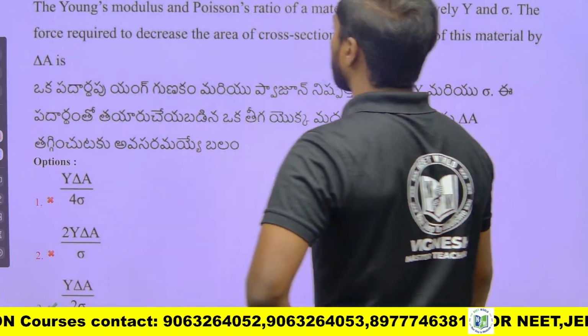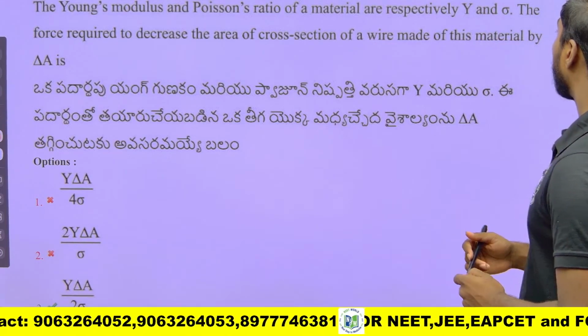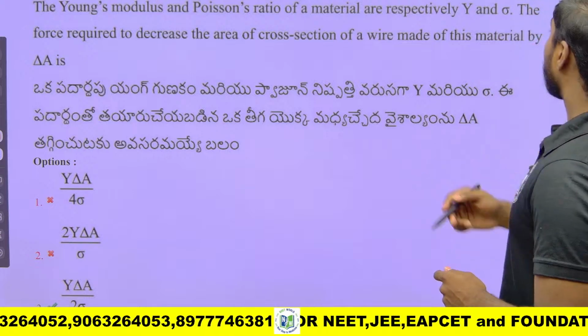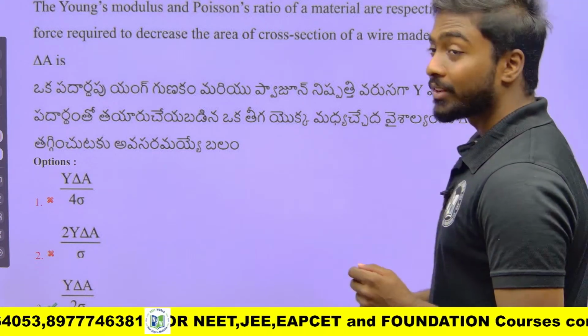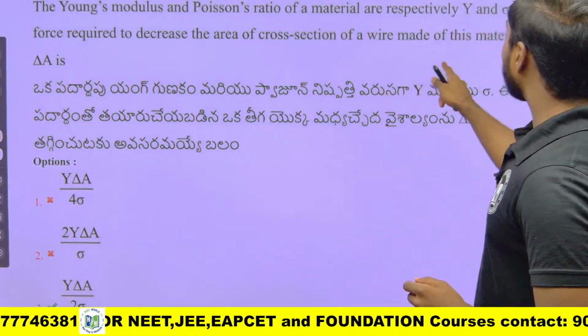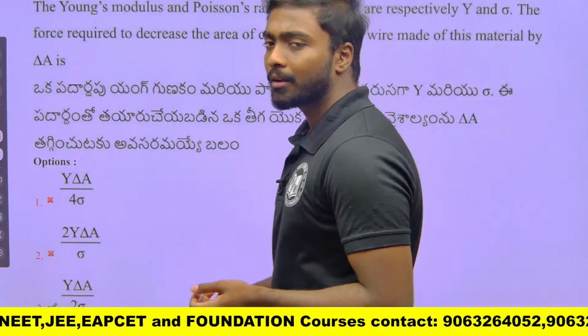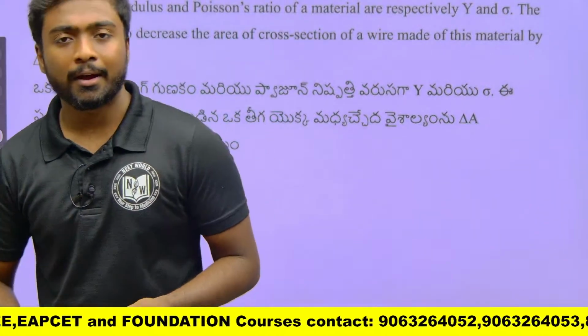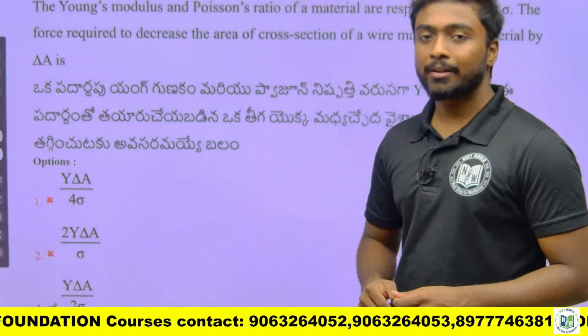So Young's modulus and Poisson's ratio of a material are respectively Y and sigma. The force required to decrease the area of cross section of a wire made of this material by delta A. Okay, we can use the formulas now directly, like Poisson's ratio formula and Young's modulus formula. So by those formulas only we can calculate the answer.